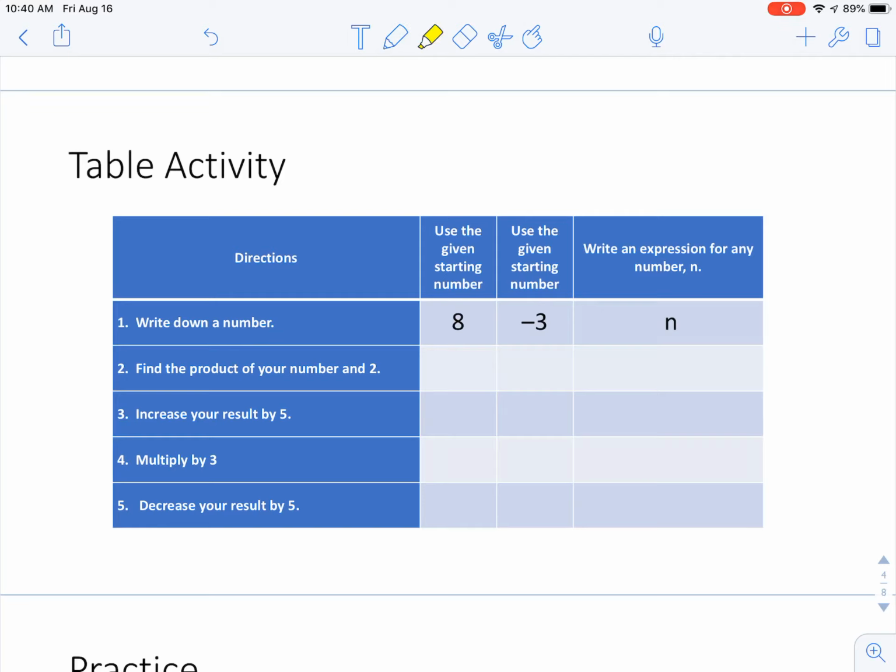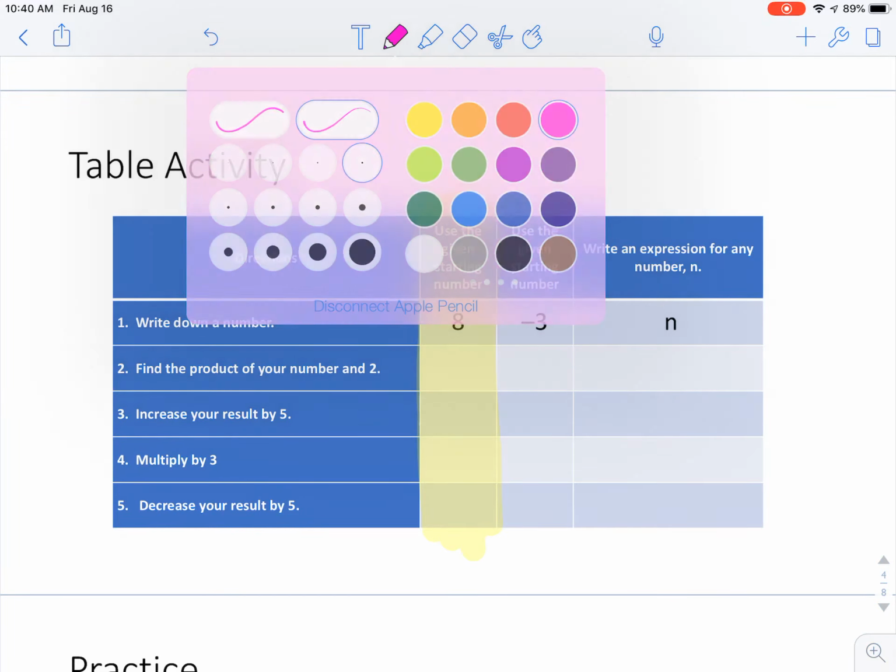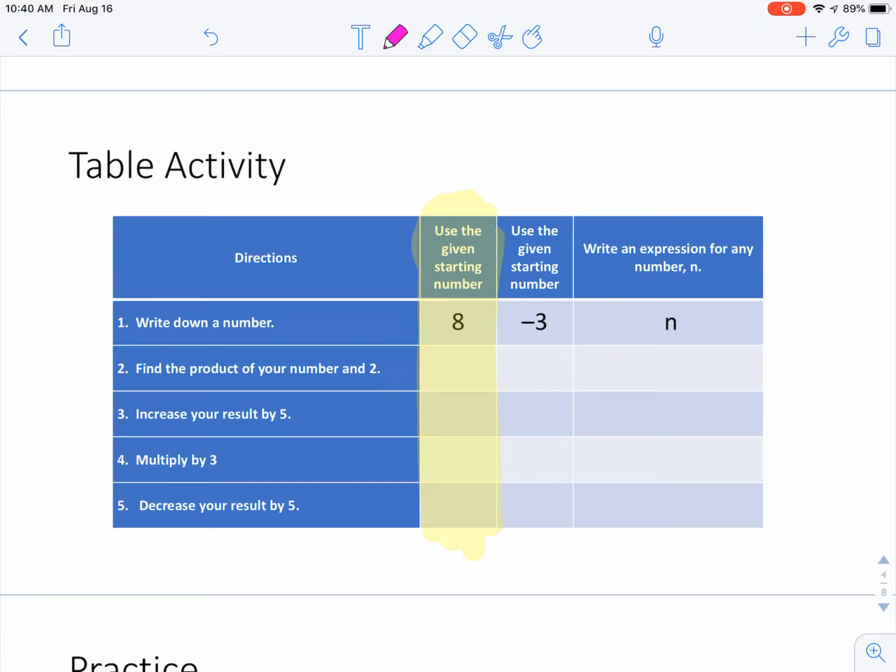So the first focus we're going to have is this column. We're going to work downward through this column, starting with the number 8, and then we are going to perform whatever operations the directions tell us to. So the directions start off by telling us to write down the number. So the number's there, 8.